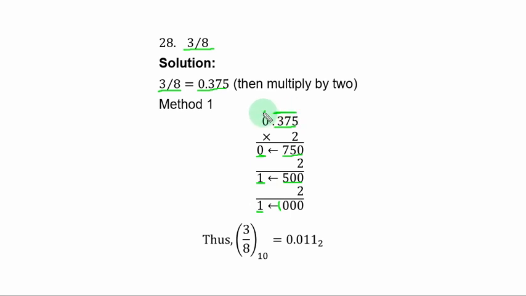So starting from 0 point, your answer becomes 0.011 in base 2. So thus 3/8 in base 10 is equal to 0.011 in base 2.